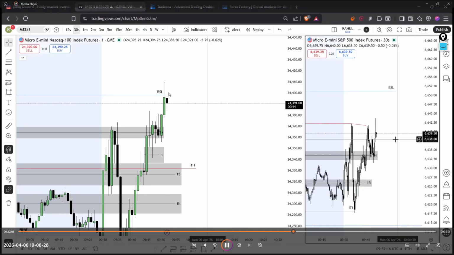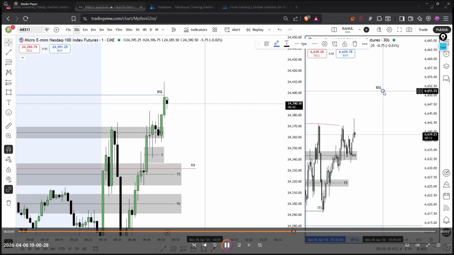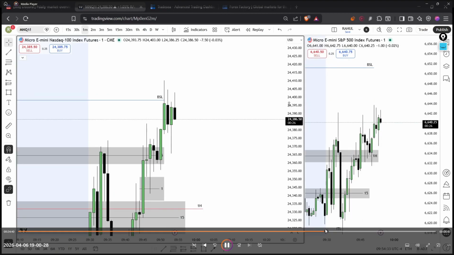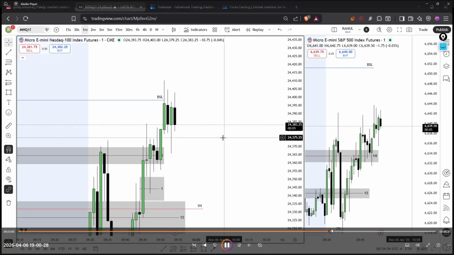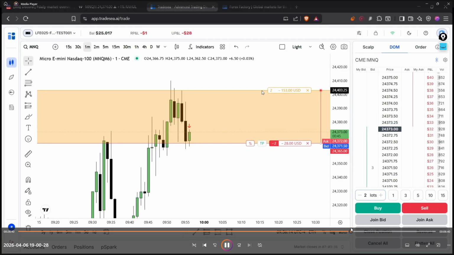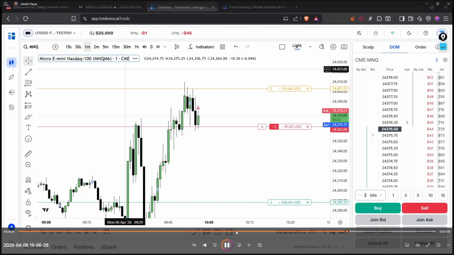Now here we take out the London high. Then we got a change in state of delivery. We didn't get the change in state of delivery, but we got a 30-second shift. I should have waited for the 1 minute change in state of delivery here, as you can see. We didn't technically get that.